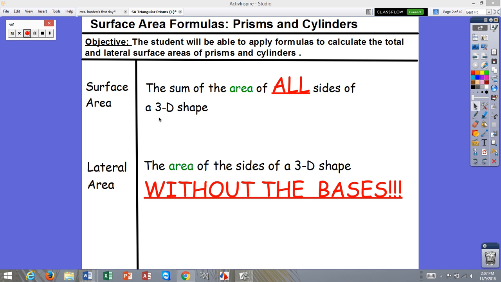So first of all, let's review. Surface area is the sum of the area of all the sides of a 3D shape, whereas the lateral area is simply the area of all the sides without the bases. So it's very important that we're able to identify what shape the base is of our three-dimensional figure.